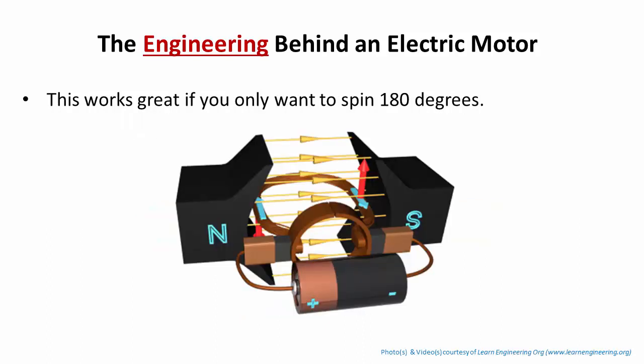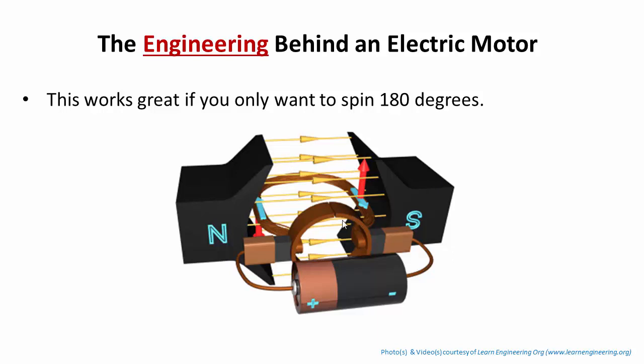This is a much better image of a very simple DC motor. It's from a company called learnengineering.org. They have some really great visualizations of engineering concepts, and I got these from their website on a DC motor. If you look at this, we have a permanent magnet, north and south. You can see the magnetic field lines going from north to south right there.